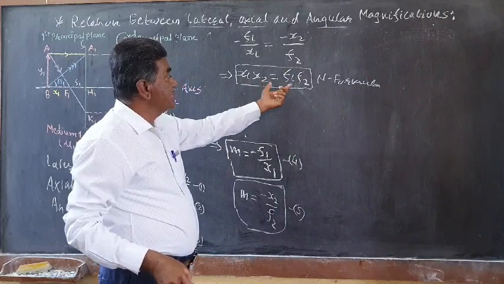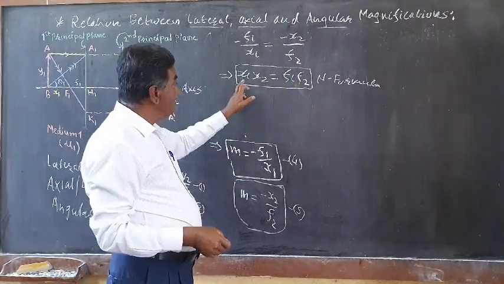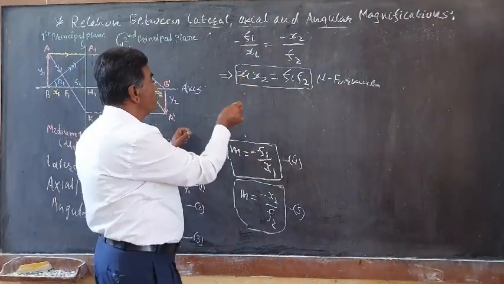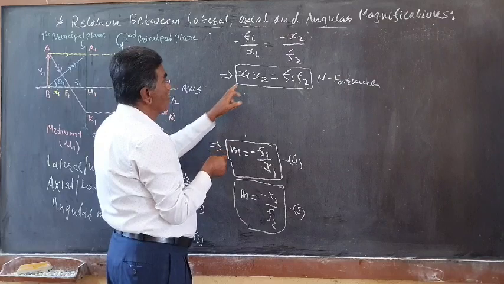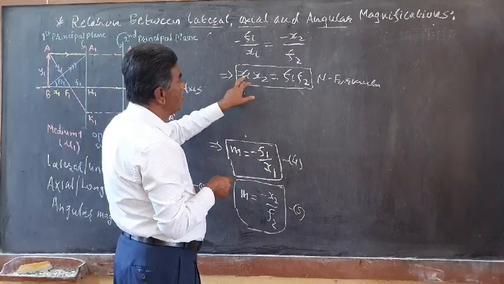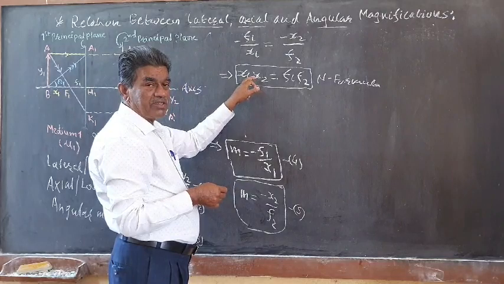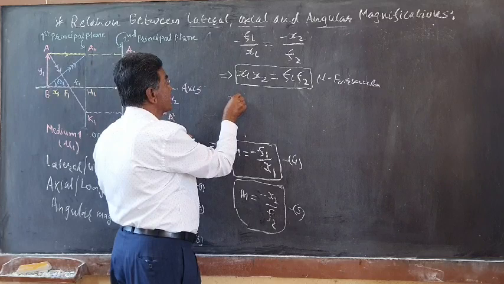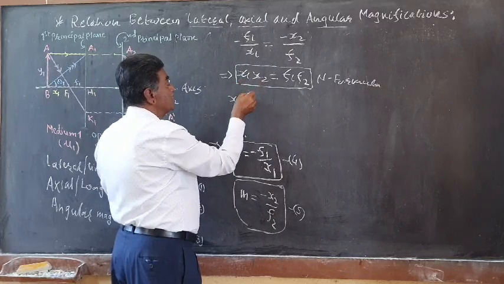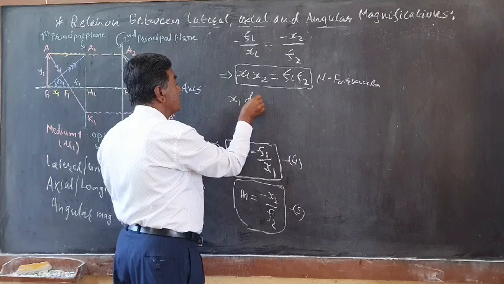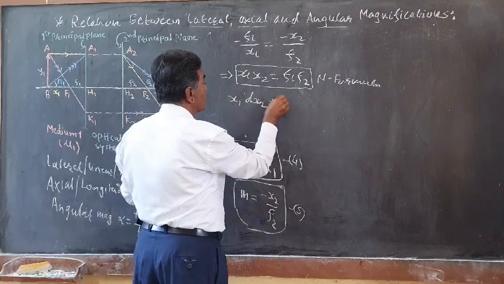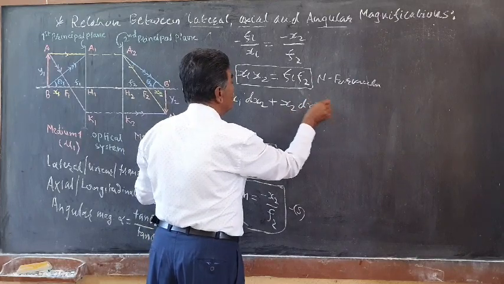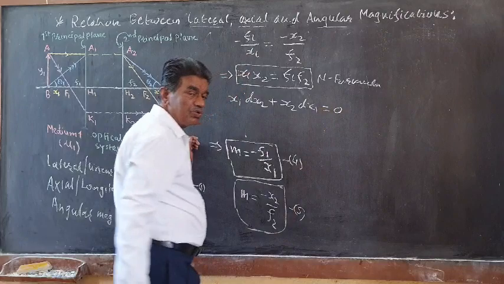Now in this equation f1 and f2 are constants, and we will take the differentiation of this equation. Differentiating, we can apply the product rule here, because two are variables: first times the differentiation of the other, plus the other times the differentiation of the first. So we get x1 dx2 plus x2 dx1, equal to the differentiation of the constant term, that is 0.